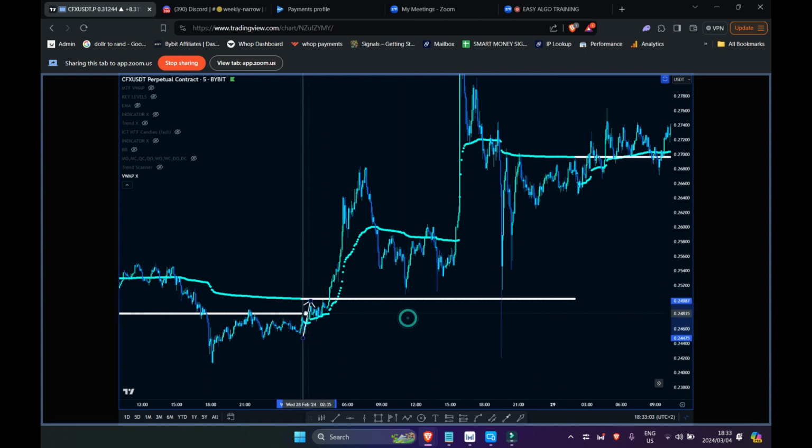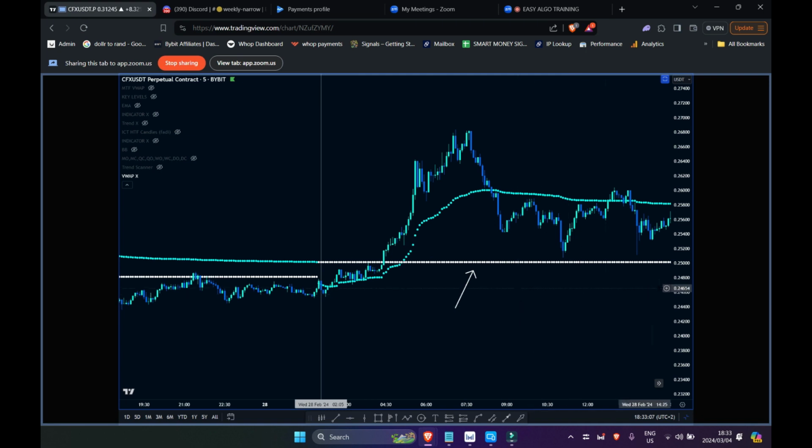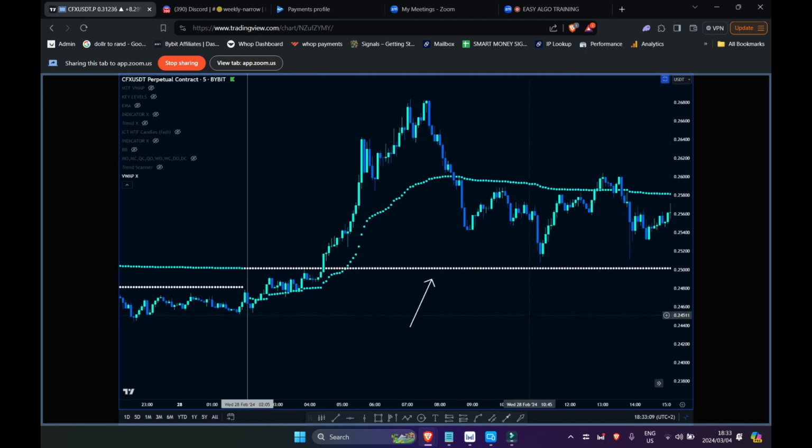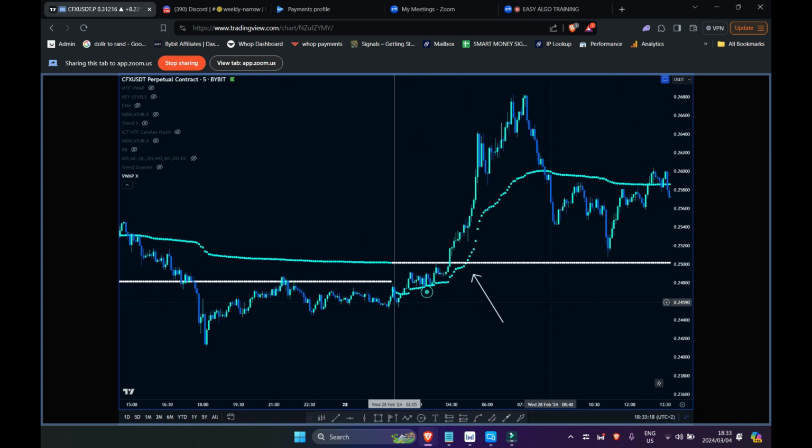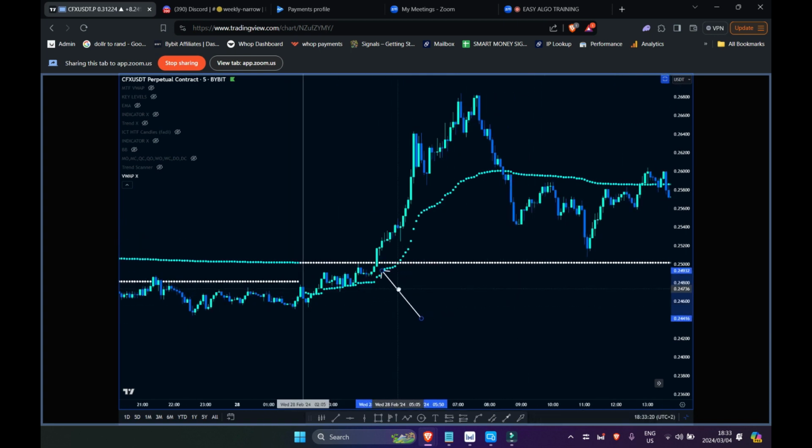So if price gets above these lines, it means it's bullish. I mean, you can trade with these alone, and they work very well with Trend X. I'm going to show you now. If price is above this previous day VWAP line, the white line, and it's above the actual VWAP, that is a strong sign that it's bullish.